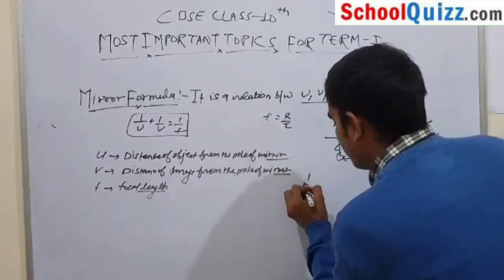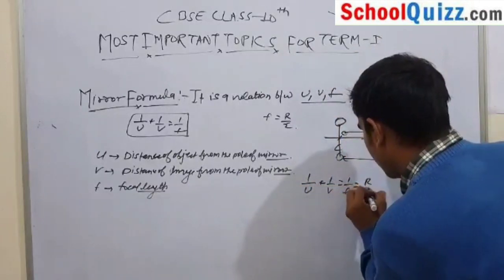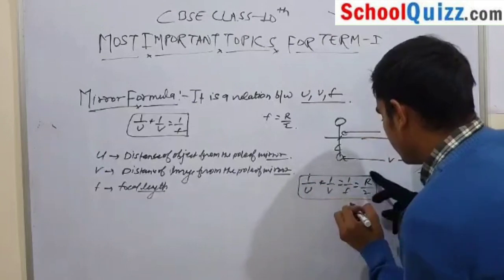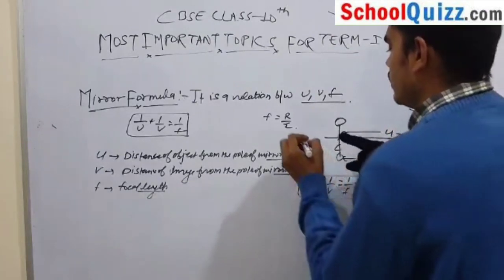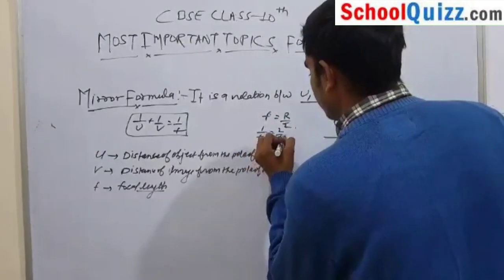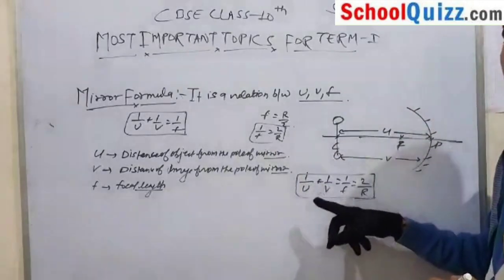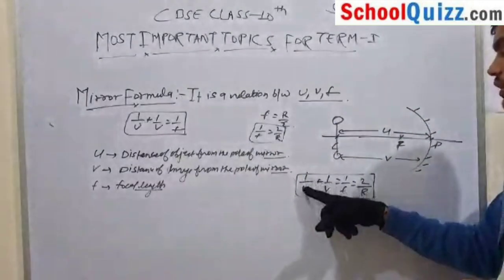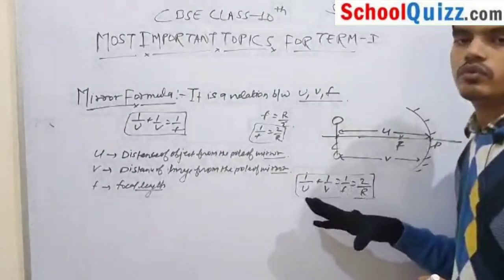So we can also derive one more relation between them, that is 2 by R. This is 2 by R because F is equal to R by 2, and if you take the reciprocal, you will get 1 by F is equal to 2 by R. So this is also one of the important relations, that 1 by U plus 1 by V is equal to 1 by F, which is equal to 2 by R. This will be useful in our numericals.